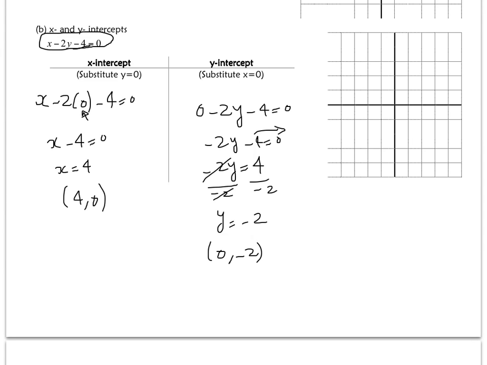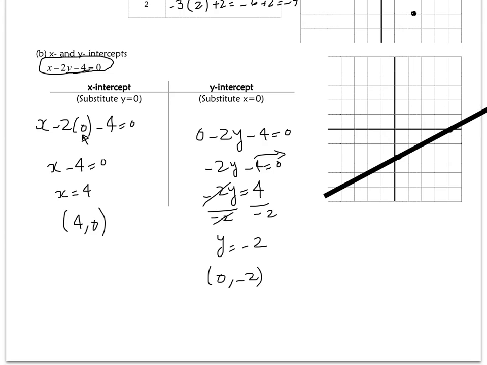Now, we go to the graph and we plot these 2 points. The first one is 4, 0. So 1, 2, 3, 4. 4, 0 is this one. And the next one is 0 and negative 2. If we divide this one into 2, then negative 2 is going to be 0 and negative 2 is here. Then we try to plot the line. Now as you can see, the line is drawn going through the 2 points.